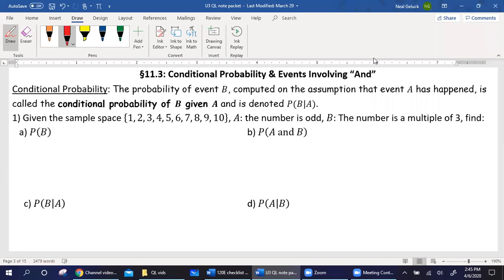Quantitative literacy. This is the first video for 11.3. We're going to actually do problems 1A and B, and then we'll look at this idea of conditional probability.